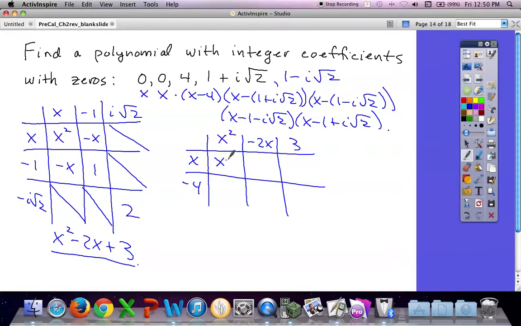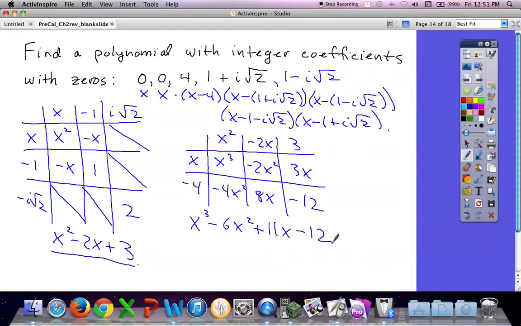x to the third minus 2x squared plus 3x, negative 4x squared plus 8x minus 12. Combine like terms. Here we go. x to the third minus 6x squared plus 11x minus 12.